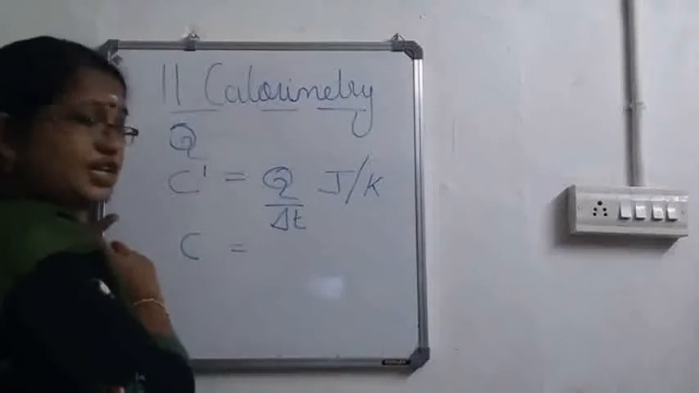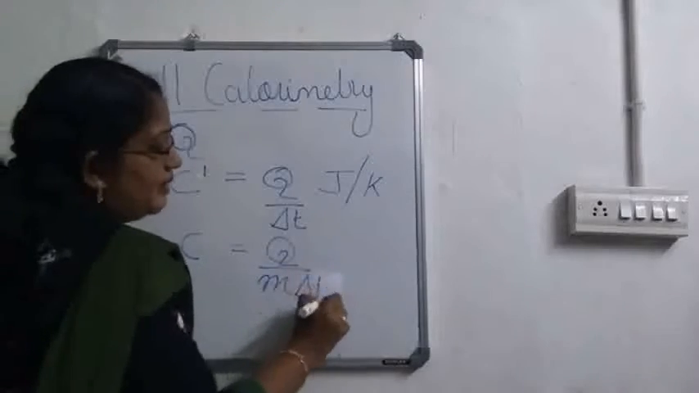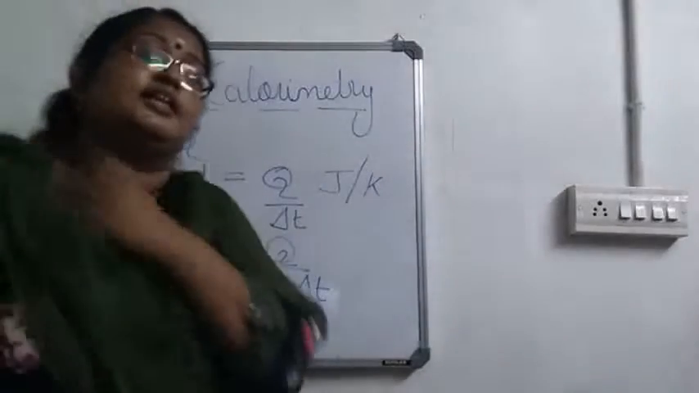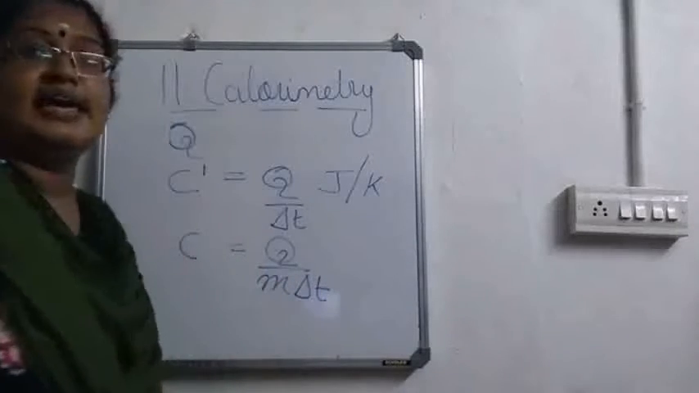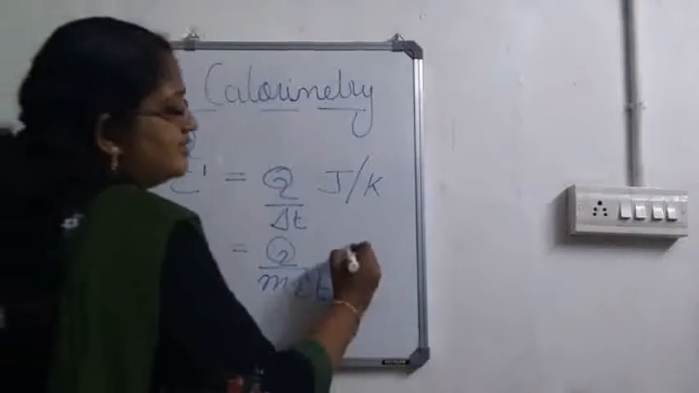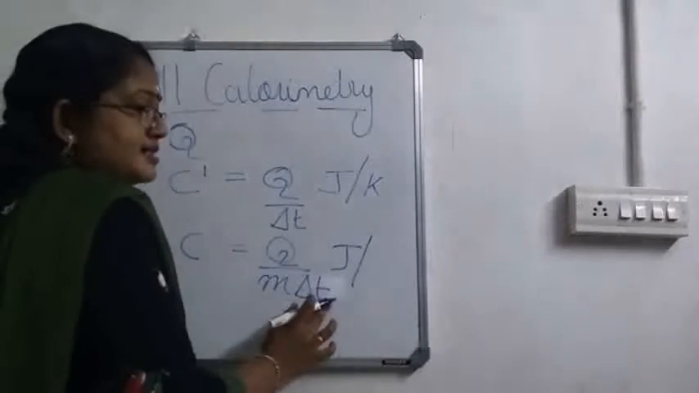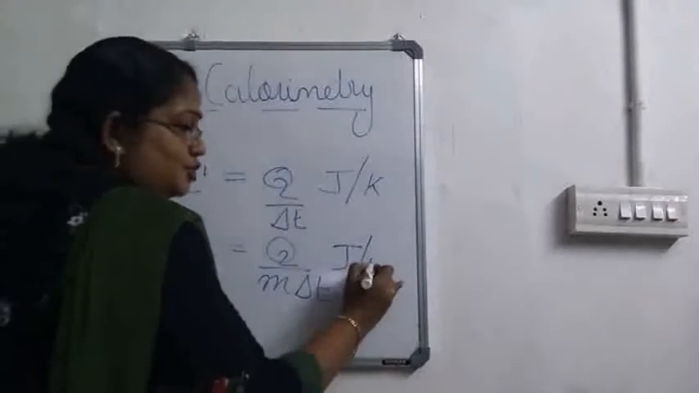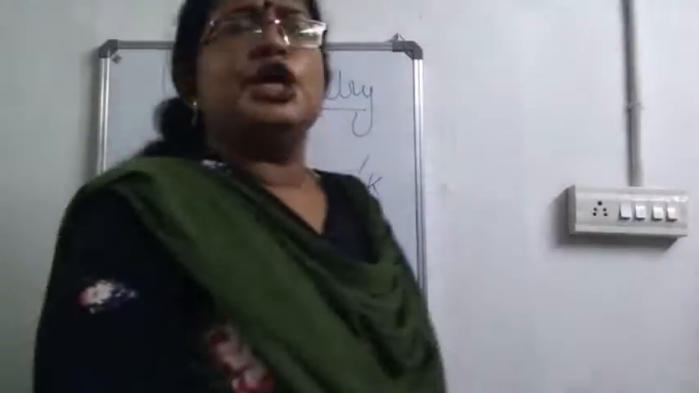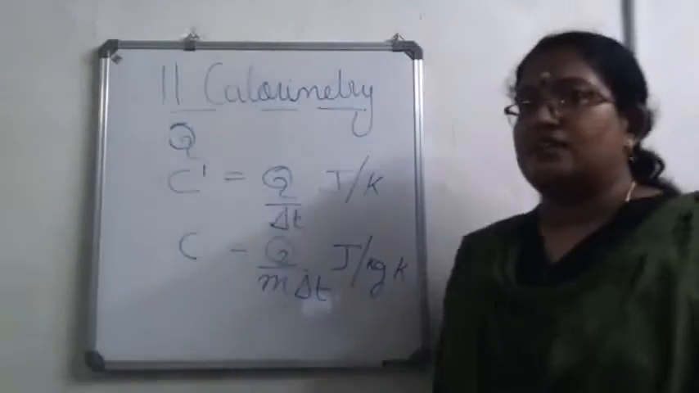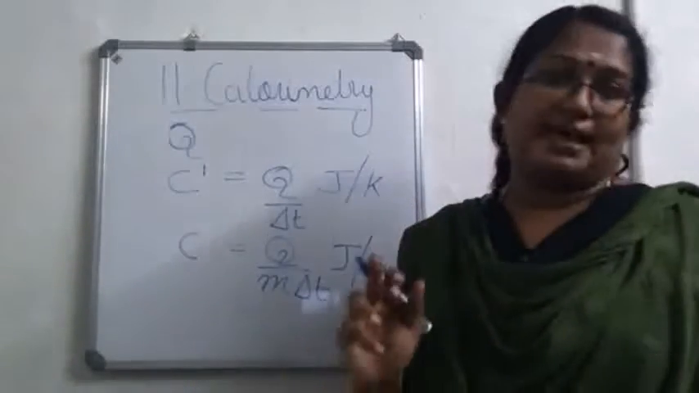So, what is the equation? C is equal to Q by m delta T. Isn't it? So, specific heat capacity is Q by m delta T. And what is its SI unit? Q in terms of joule. Mass and temperature come in the denominator. So, it is kilogram Kelvin. So, joule per kilogram Kelvin is the SI unit of specific heat capacity.